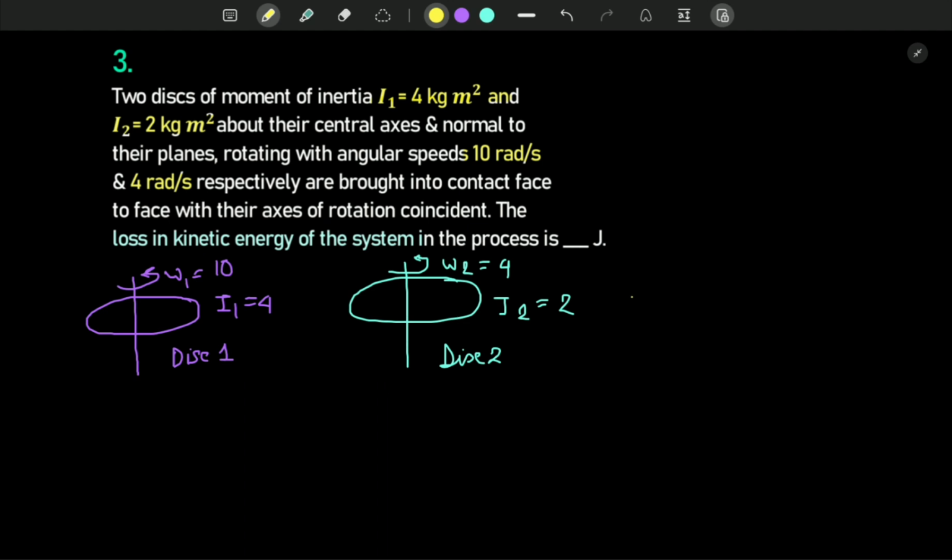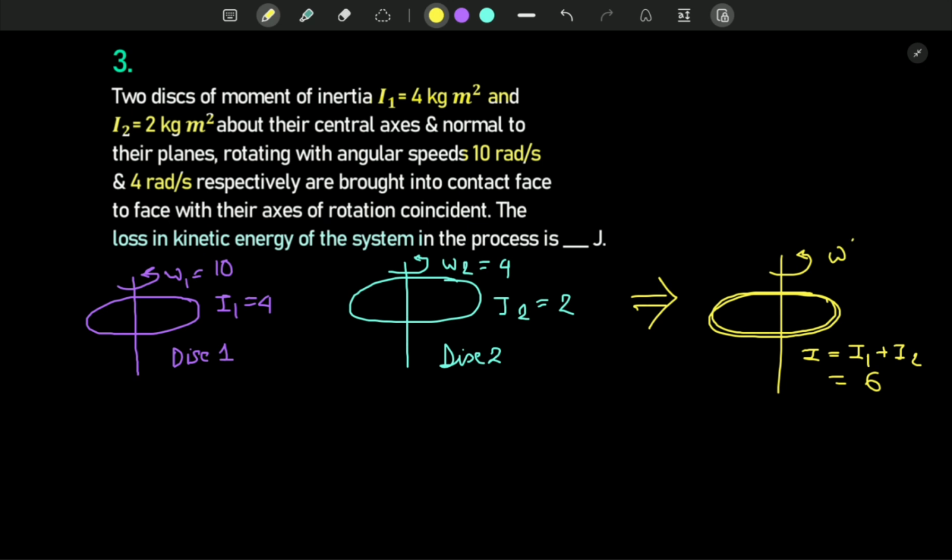So I will get a figure like this where both the disks are in contact. Here the moment of inertia I will be I1 plus I2. So I1 is 4 and I2 is 2, so this is 6 kg meter square and it will rotate with another omega. Let it be omega dash. So I need to find omega dash.